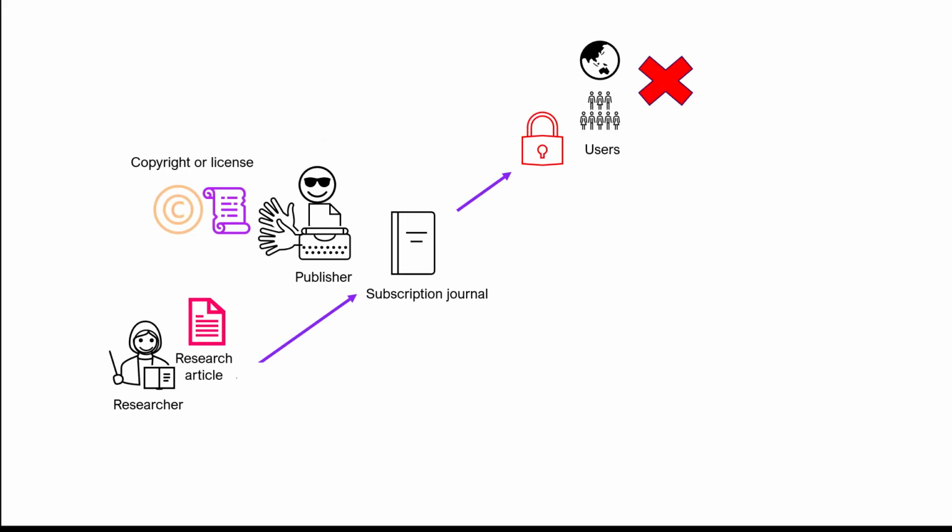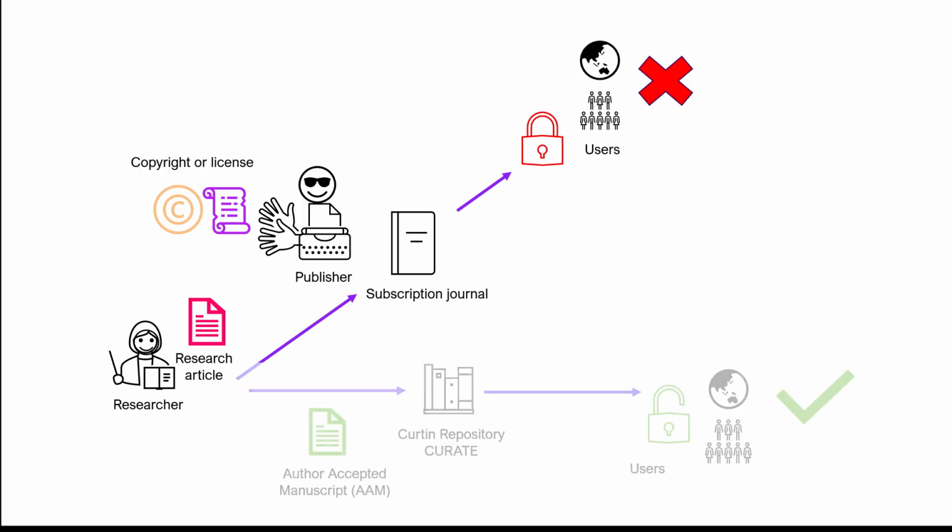An academic has a research article, and they want to publish it in a particular journal. Unfortunately, this journal is a subscription journal, which means that access is behind a paywall, which prevents most of the world from reading it. However, what the researcher can do is also provide a version of their article called the Author Accepted Manuscript, or AAM, and deposit it into CURATE via the Elements system.